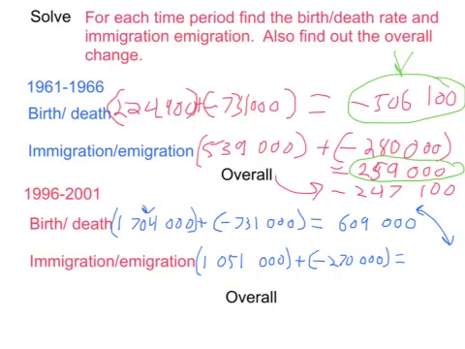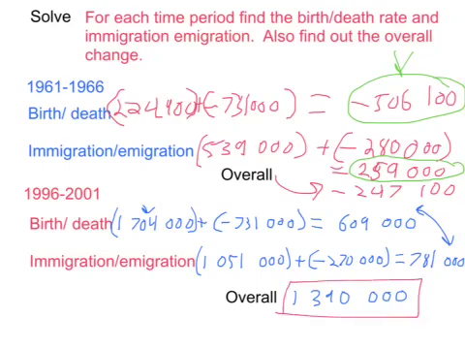This number should actually have been 781,000. And when I do my double check, I would have seen that. The overall, when I add those two numbers together, again, they're still both positive, should be 1,390,000. So the overall here is a positive number, so it's increased by 1,390,000.